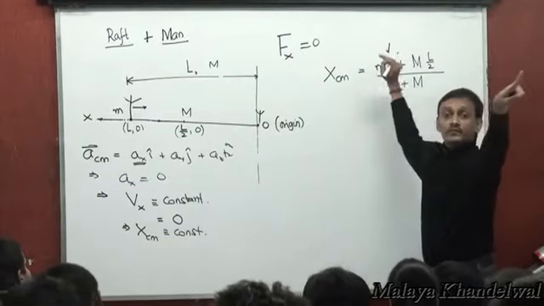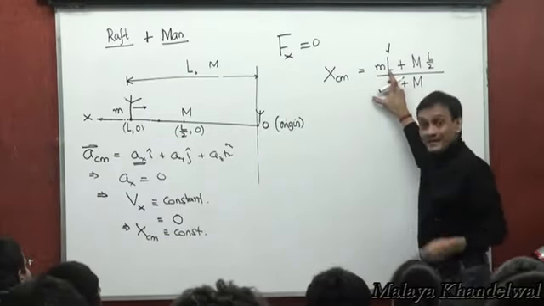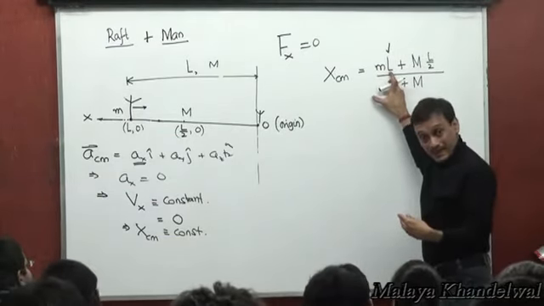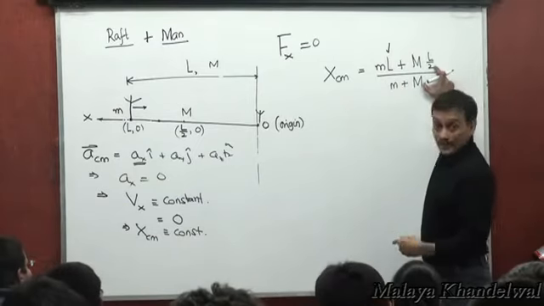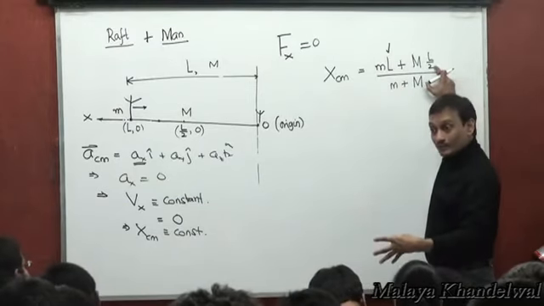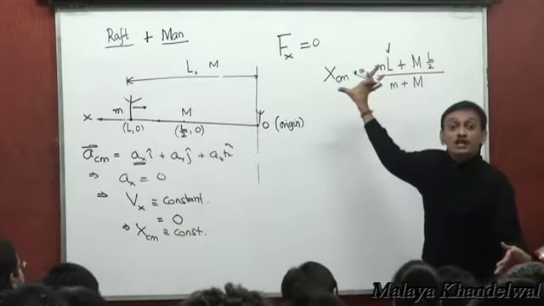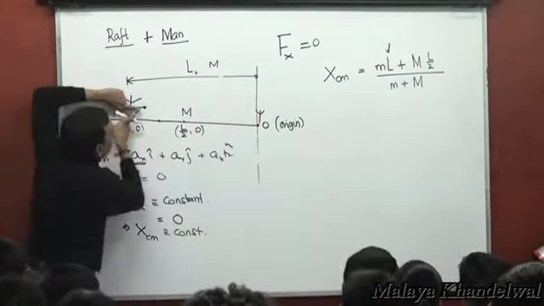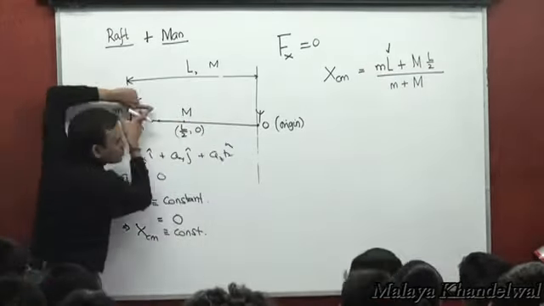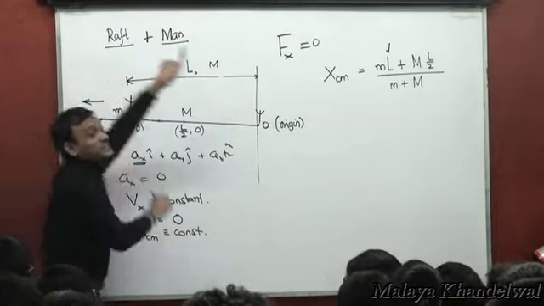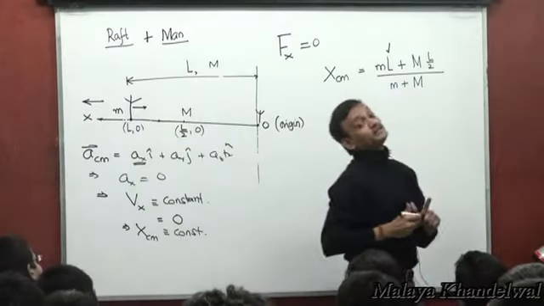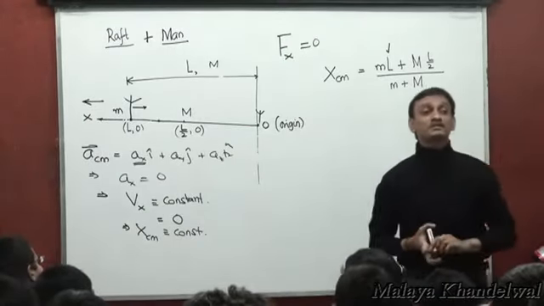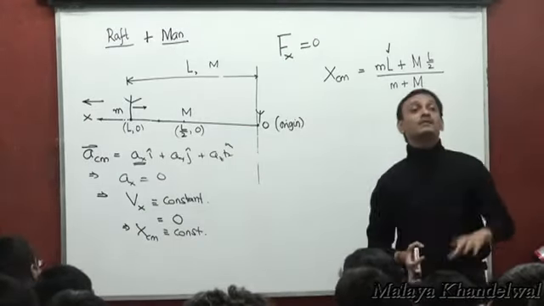Do you realize what I'm saying? If the x coordinate of the man decreases, if this number becomes less than L, then this number has to become greater than L by 2 so that this sum remains constant, right? That means one thing for sure: if the man wants to move in this direction, then the raft would have to move in this direction so that the x coordinate of the center of mass of the raft plus man remains preserved, right?